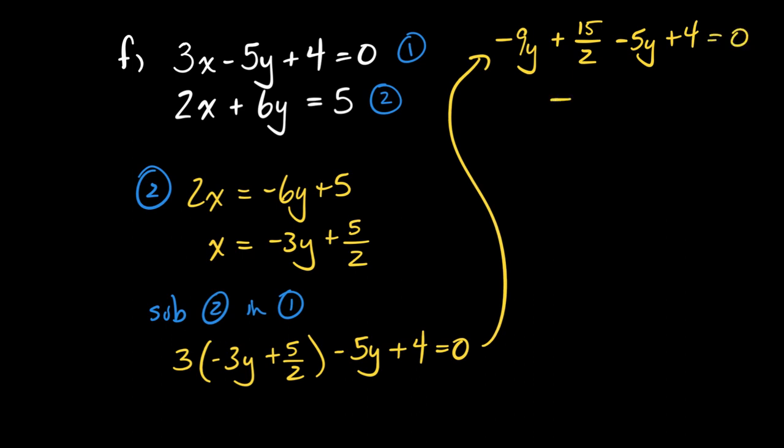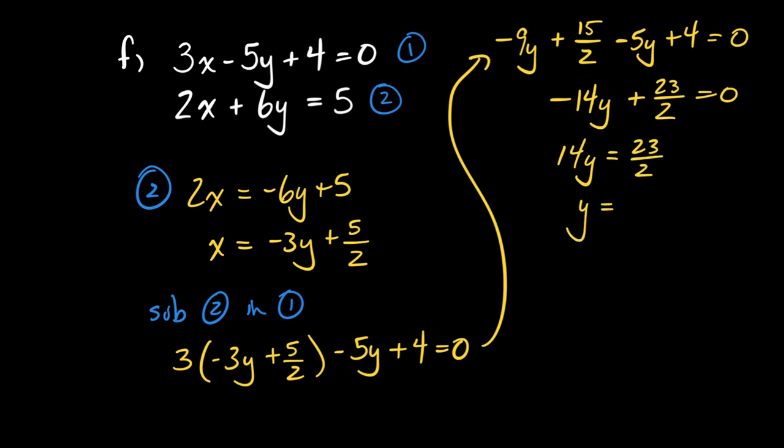Now I can collect my variables. I can put together my constants. Well, right now, I'm going to have 15 halves plus 4. So that is a 15 halves plus 8 halves, which is a 23 halves. You may like to write that line in, or maybe you want to get rid of the 23 halves. In either case, we're going to come up with this equation.